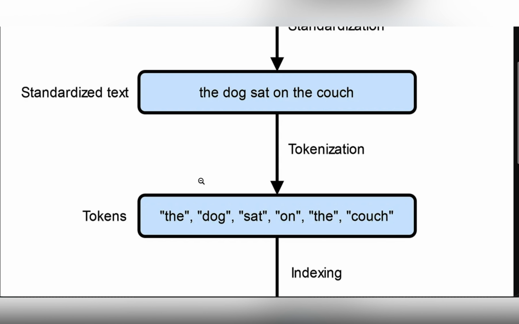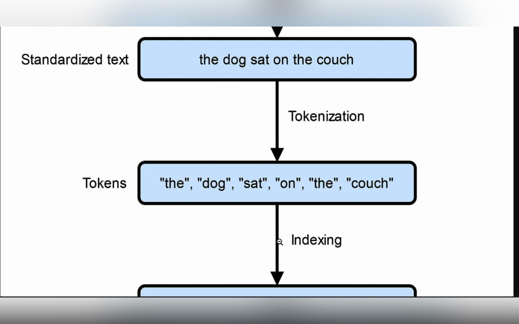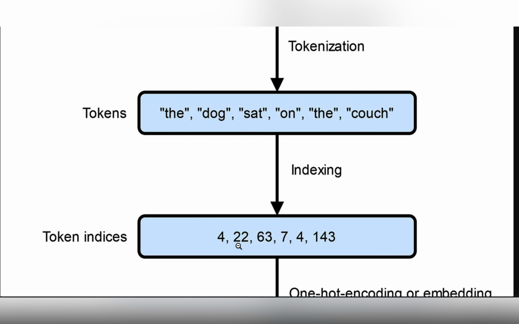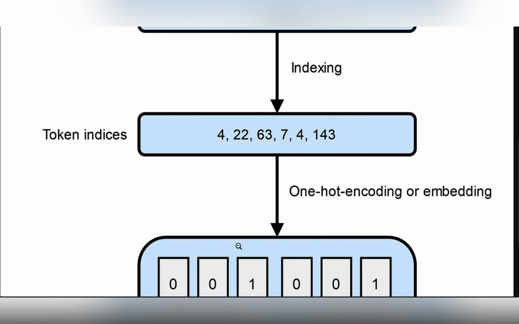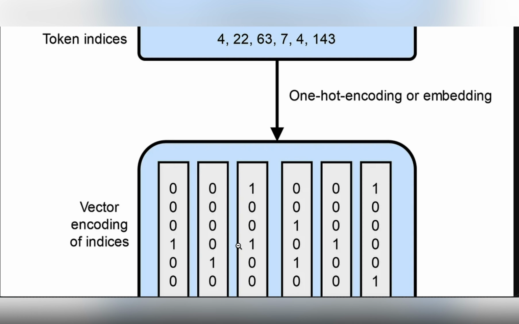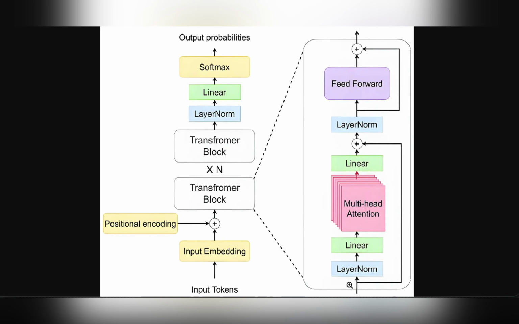Next, we tokenize it, meaning we convert the standardized text into tokens. For example, here we have converted it into tokens of the, dog, sat, etc. And based on the model's vocabulary, we index them into different token indexes. And to make sure the model understands this, we convert them into vector encodings of the indexes.